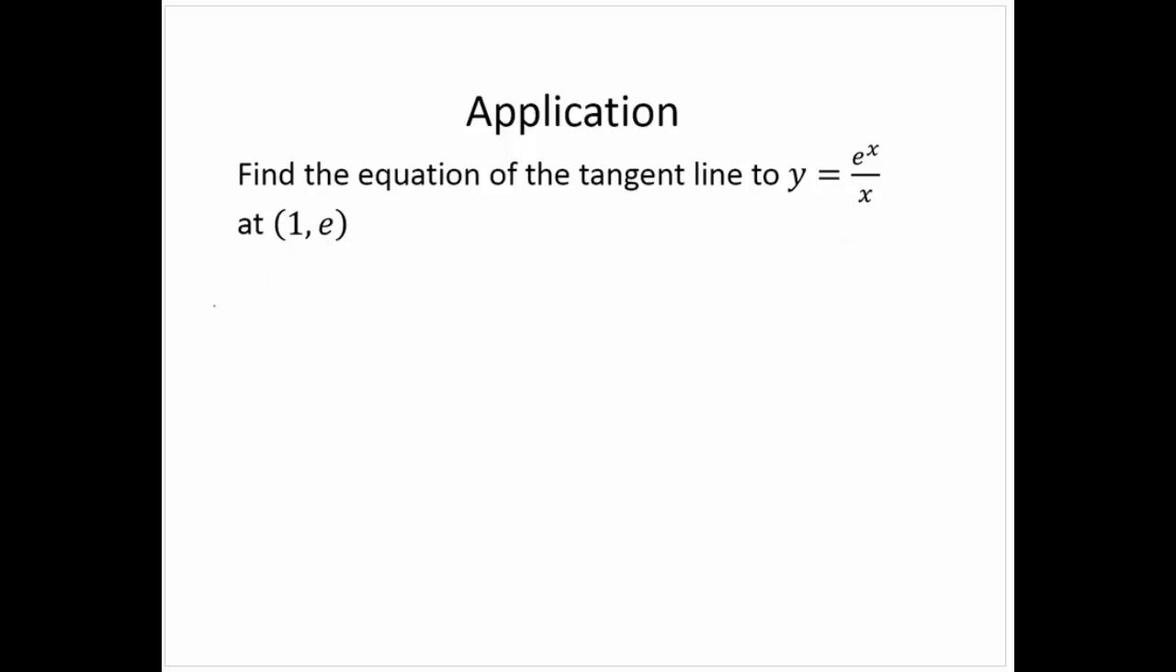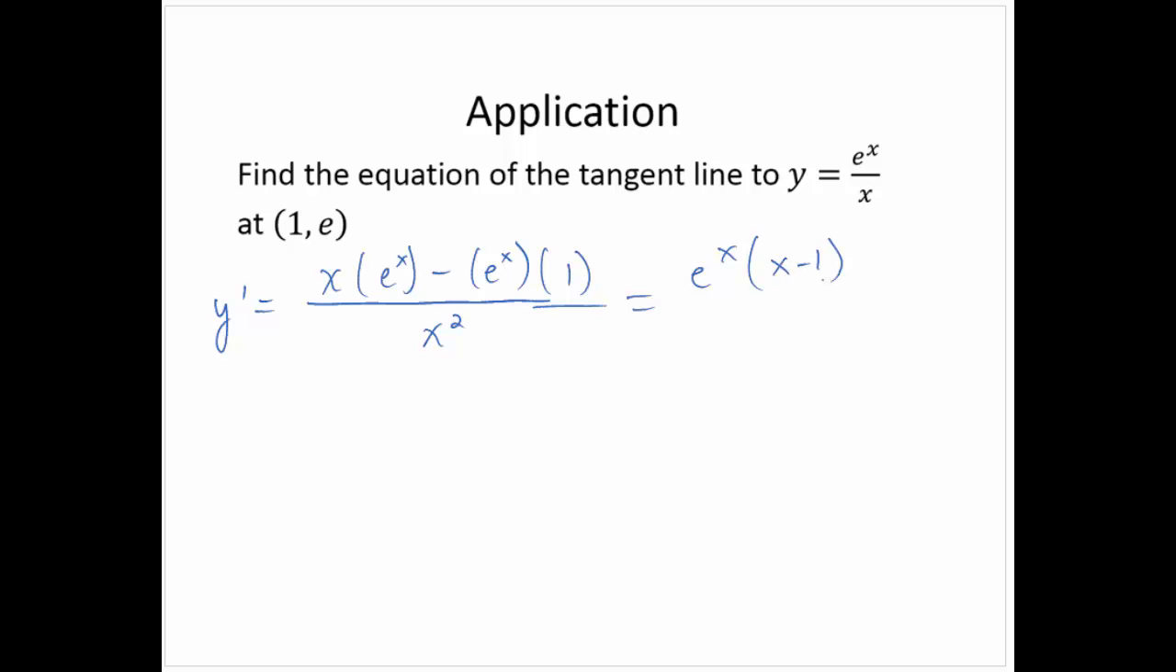If y equals e to the x over x, then y prime would be, let's see, quotient rule, low d high. The derivative of e to the x is e to the x, minus high, that's e to the x, d low, the derivative of x is 1, over low squared, so that would be x squared. So I've got x e to the x minus e to the x times 1. I could write that as e to the x times (x minus 1) over x squared. All right, so there's the derivative of the function.